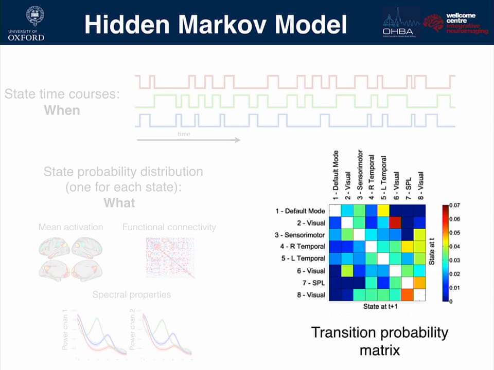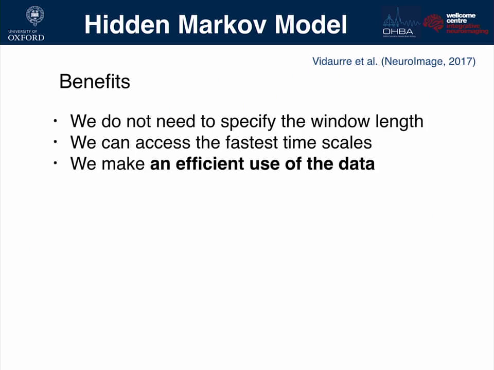So again, under the assumption that you can reasonably describe the data using a discrete number of states, the inference of the HMM gives you when the state happened, what the parameters of the states are, and the probability of going from one state to another. So the benefit of this is that we don't need to specify the window length, although we need to specify the number of states, in principle.